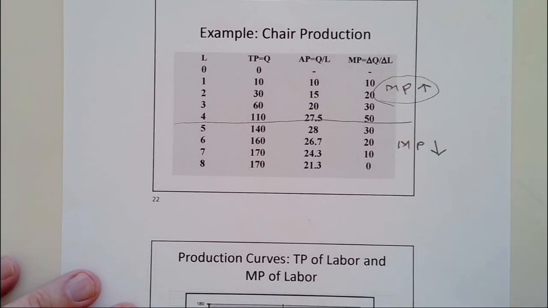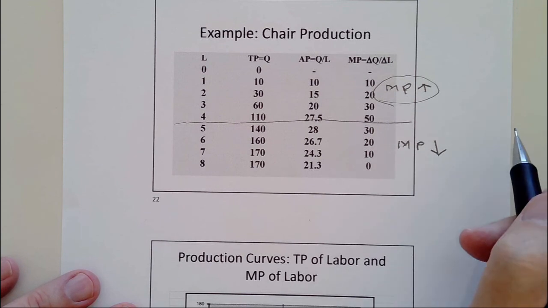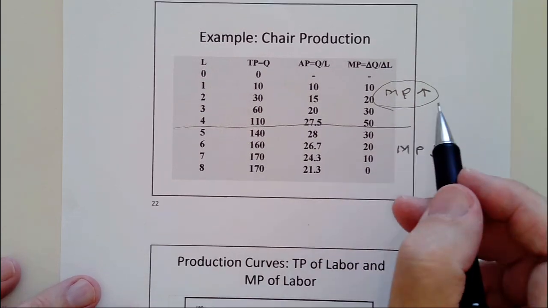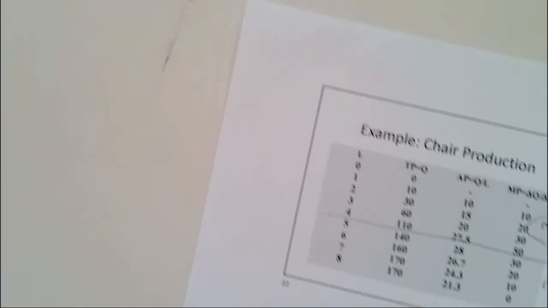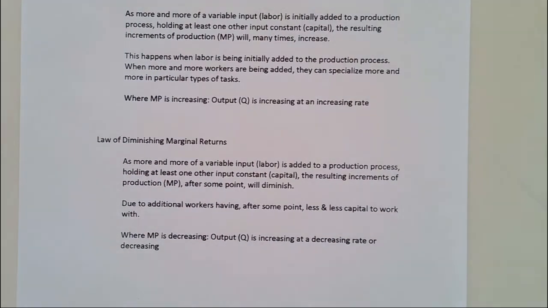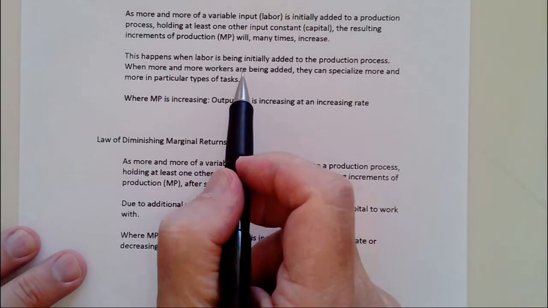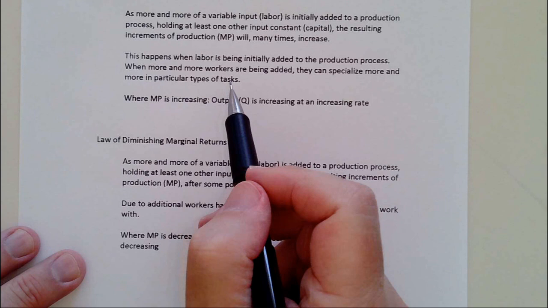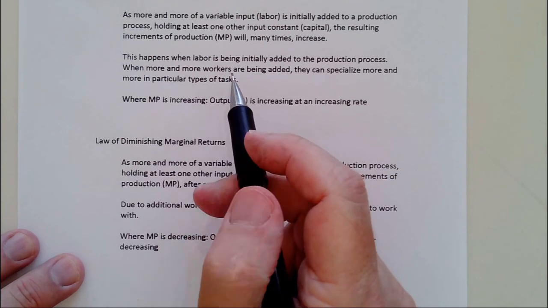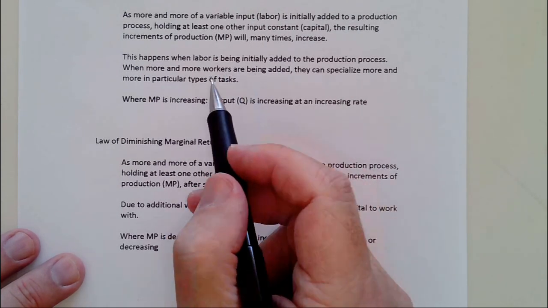Now at some point, this can't go on forever. Well, before I go on to the next classification, I just want to go back and talk more about this. Again, the reason why this happens is because we can specialize. When we had that one worker in the factory by that person's self, that worker was doing everything, and therefore not very productive. We hire two workers that can specialize.